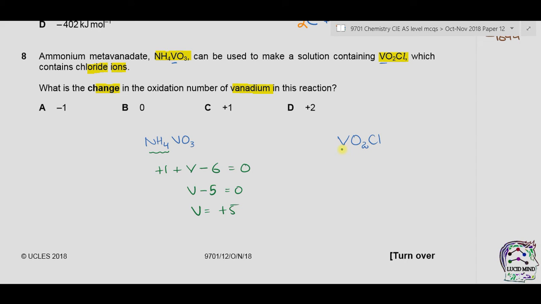Similarly, in this compound, we can find the oxidation state of vanadium. We have 2 oxygens, so it will be -4. 1 chlorine, so it will be -1. Overall charge is 0. Again, the oxidation state is similar, it is +5. So from +5 to +5, there is no change in oxidation number, so it is 0. Answer is therefore B.